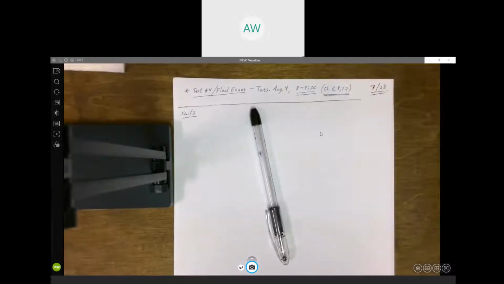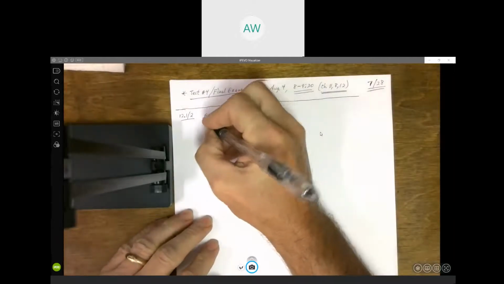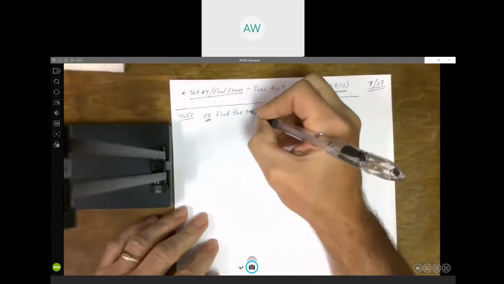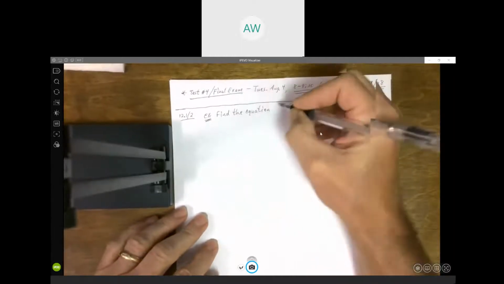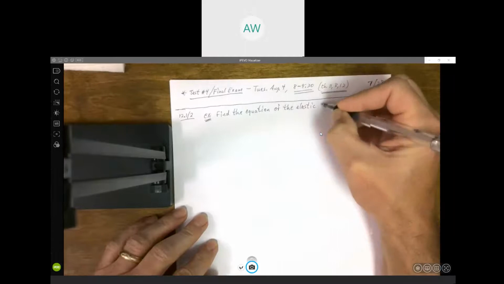Anybody have a question about anything before we embark on this second example? Right, nothing showing up in the chat. So I'm assuming that means no questions at this moment. So let's try to do another one of these. In this example, we're going to try to find the equation of the elastic curve. Again, this is the terminology he uses.